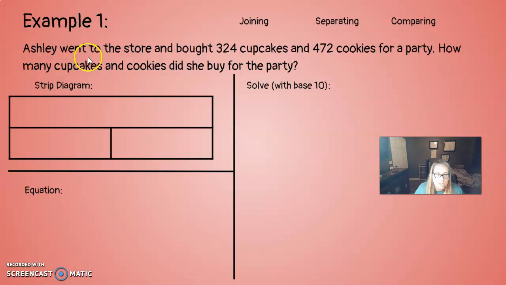It says Ashley went to the store and bought 324 cupcakes and 472 cookies for a party. How many cupcakes and cookies did she buy for the party? She's buying lots of yummy things. So the very first thing that we're going to do when we are looking at a word problem is we're actually going to read it again, and we're going to look for that important information. So let's do that.